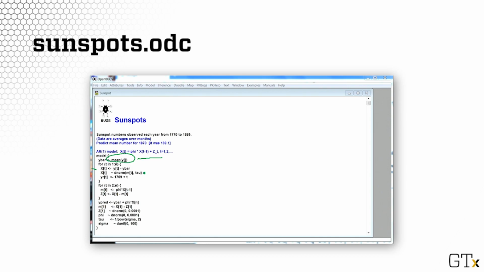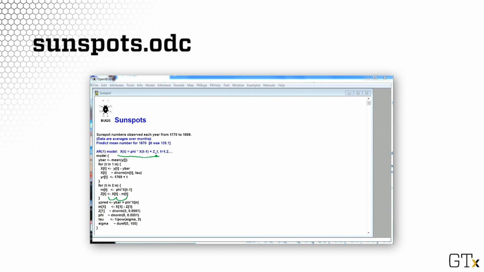I would say that x of t is normal with mean m of t and some precision tau, where t is between 1 and n. I may want to connect this t with the actual year when these sunspot numbers are observed. Not for the first year, but from the second year, we can say that m of t is phi times x of t minus 1. And z of t to be added would be this x of t, which was counted, minus m of t. So this really puts the model as x of t equals phi x of t minus 1 plus z of t.